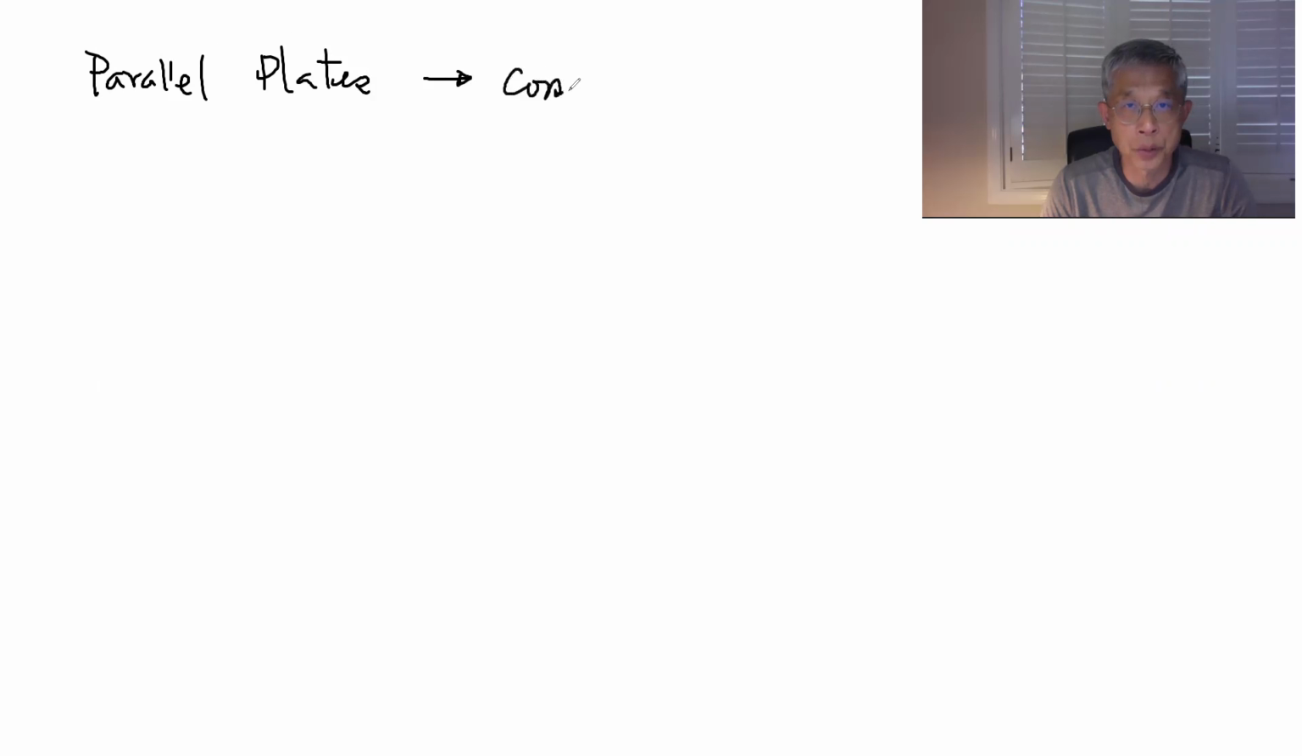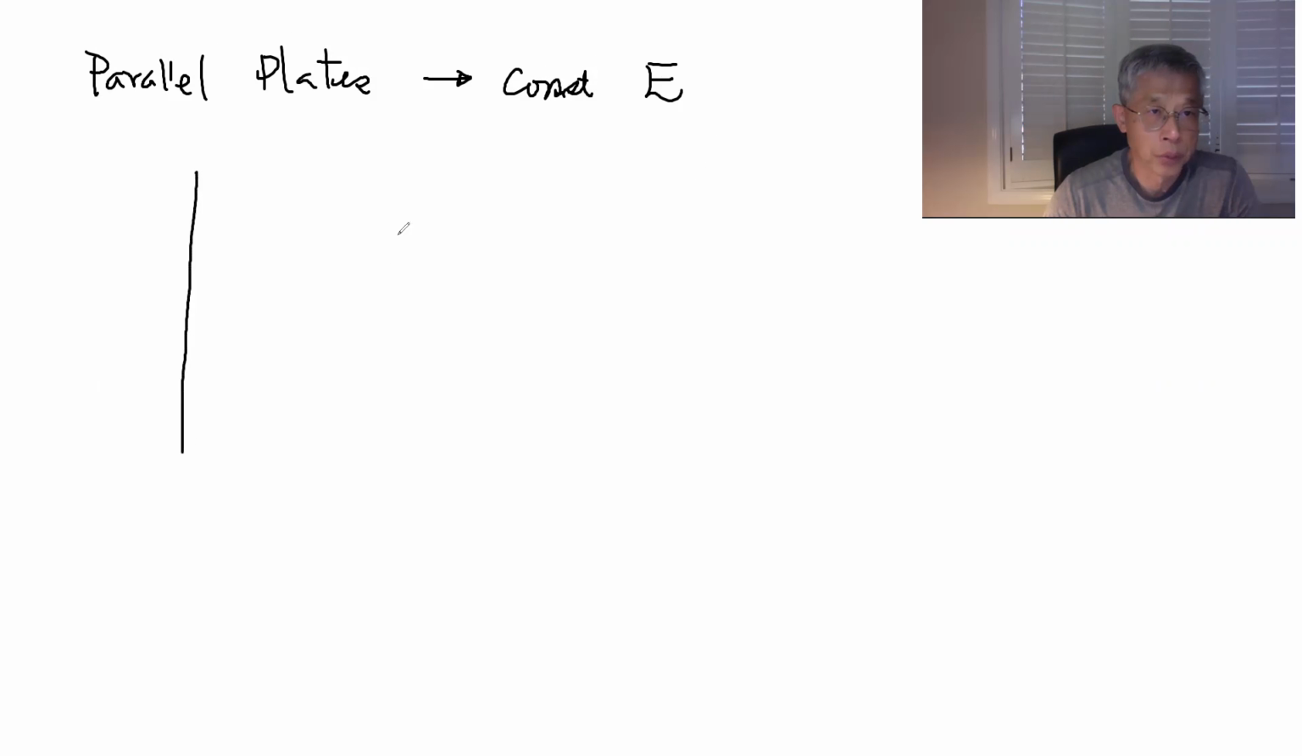Hello. Today we're going to talk about parallel plates first. Parallel plates give you a constant E, a constant electric field, so we're going to start from there. If you have two parallel plates, say that's positive and this is negative.